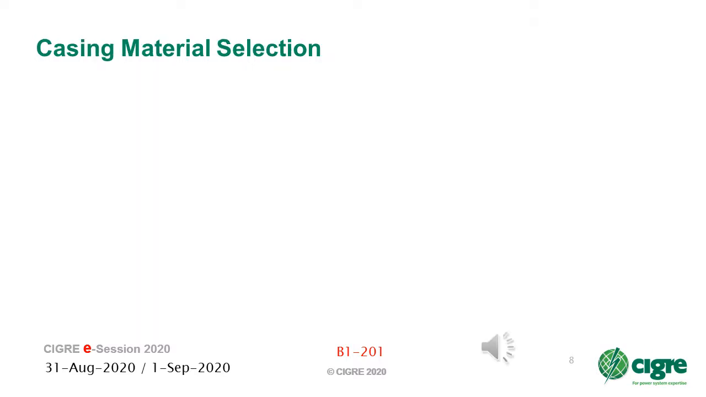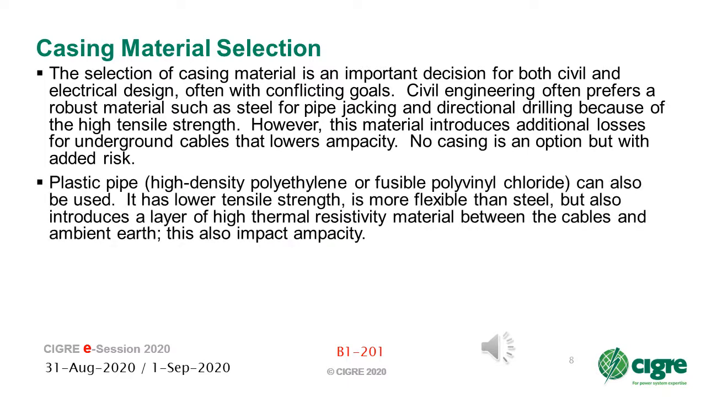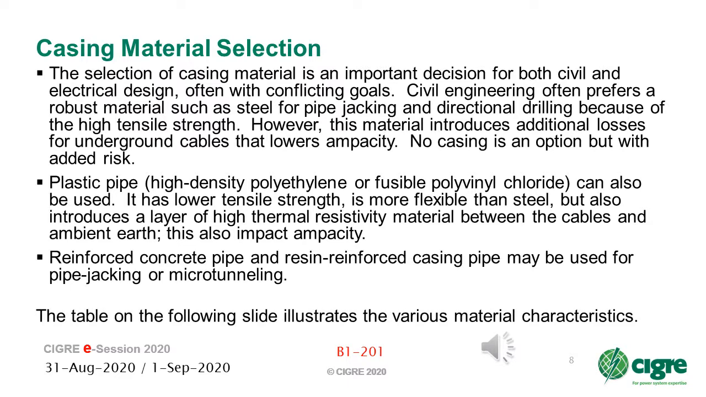Casing material selection is an important design parameter for both civil engineering and electrical engineering. Civil engineers often prefer steel because it has high compressive strength and tensile strength limits, while cable engineers might prefer plastic casing materials such as high-density polyethylene or fusible PVC because it does not introduce additional heating losses that would impact ampacity. Reinforced concrete pipe and resin-reinforced epoxy pipe are other materials that could be used for certain applications such as pipe jacking and microtunneling. The table on the following page summarizes the various casing material characteristics.